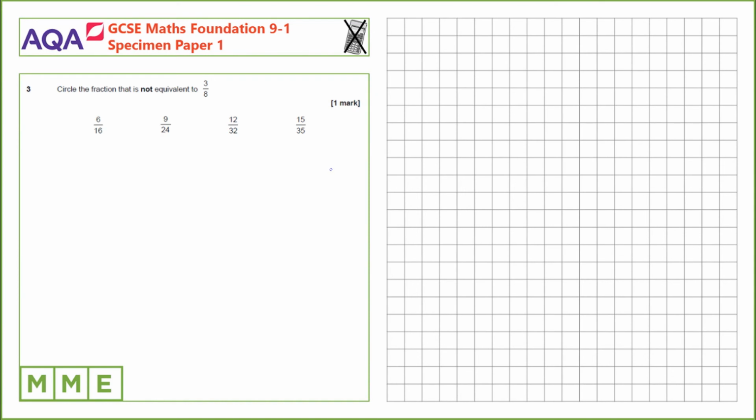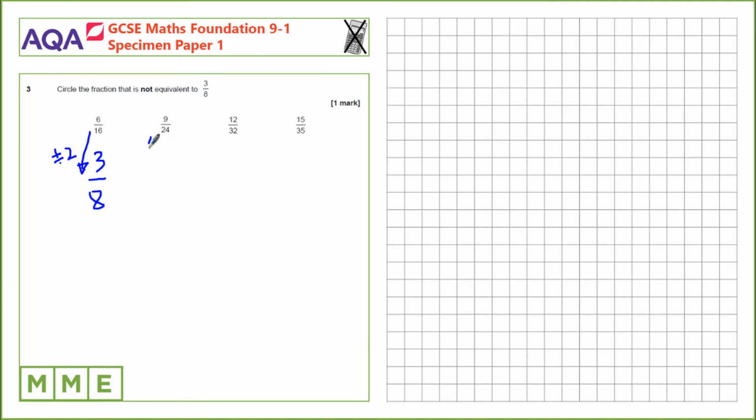Question 3. Circle the fraction that is not equivalent to 3/8 for 1 mark. 3/8 is a fully simplified fraction, so if we take each of these fractions in turn and simplify them, we'll find one that isn't equivalent to 3/8, and that'll be our answer. So for example, 6/16, we can divide both the top and bottom by 2 to get 3/8.